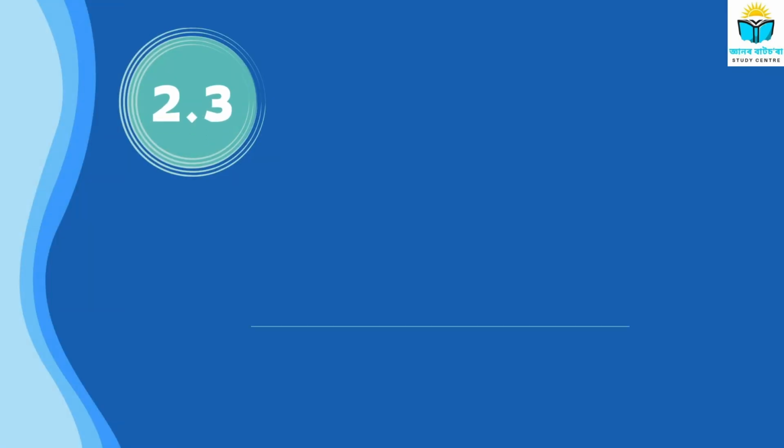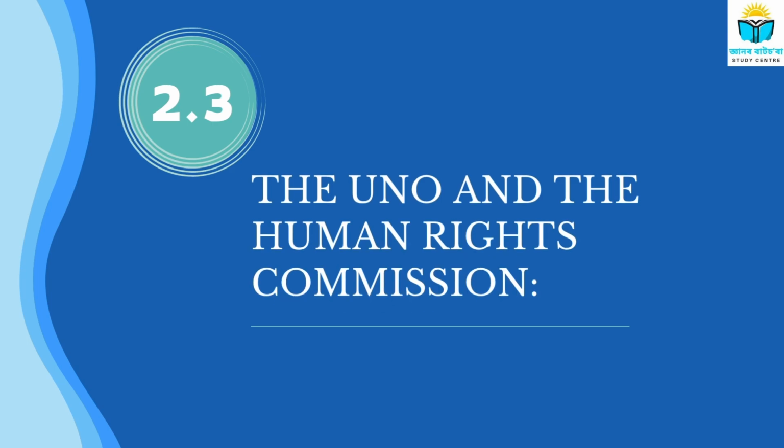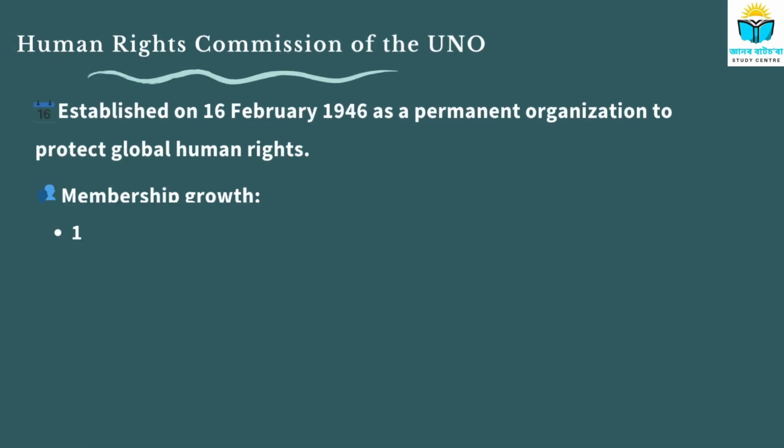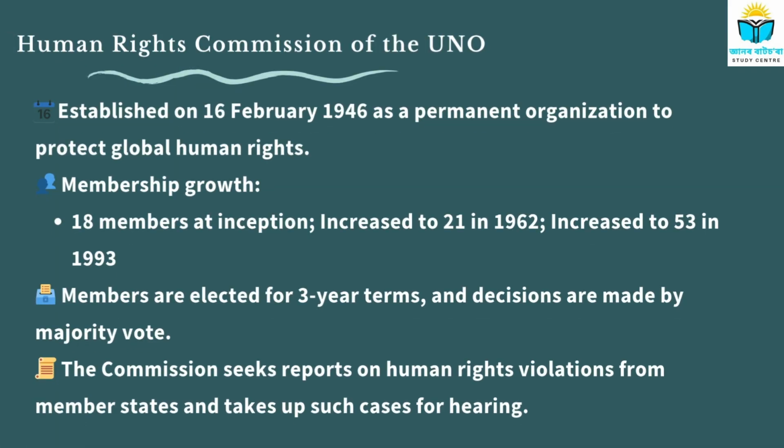Now let's move on to an important role of United Nations, the UNO and the Human Rights Commission. Let's understand how the UNO works to protect the rights and dignity of people around the world. After witnessing the horrors of Second World War, the world realized the importance of protecting basic human rights. And so, on 16 February 1946, the Human Rights Commission of the UNO was established as a permanent global body to protect and promote human rights across the world.